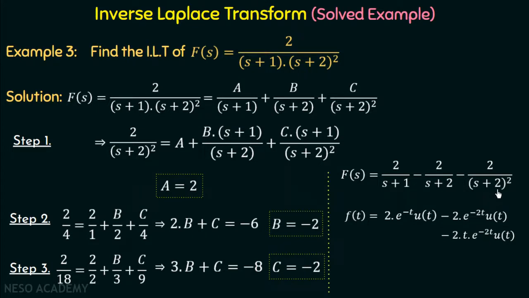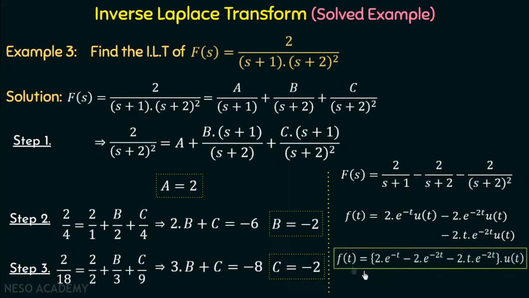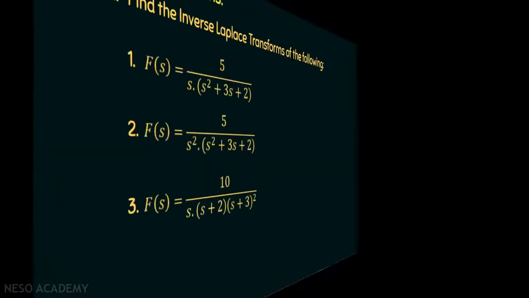We have u(t) common in these three factors, so we can take out u(t) as common and we will have f(t) equal to (2 e to the power minus t minus 2 e to the power minus 2t minus 2t e to the power minus 2t) multiplied with u(t). And this is the inverse Laplace transform of the function F(s). And we have calculated this by the use of partial fractions.